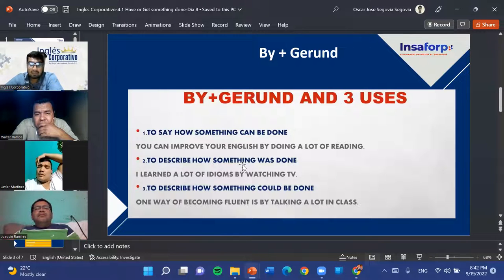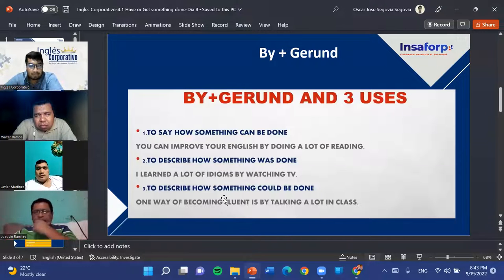To describe how something was done. I learned a lot of idioms by watching TV. Aquí, si se fijan, o sea, estamos hablando en pasado, learned, ¿sí? I learned. En esta parte ya cambió, ¿verdad? El tiempo de la oración. I learned a lot of idioms by watching TV. Pero el gerund se quedó exactamente igual. No hay necesidad de hacerle ningún cambio porque para lo que lo estamos utilizando en sí es simplemente para describir cómo algo se hizo. Sí, y aquí una vez más, cuando usamos estos gerunds, todos están jugando el rol de adjetivos, o sea, simplemente funcionando para explicar, ¿verdad?, cómo algo se logró.